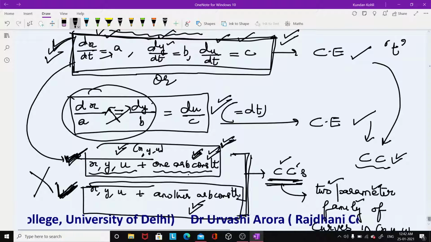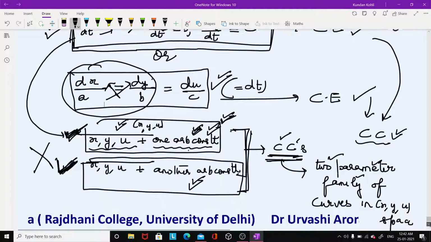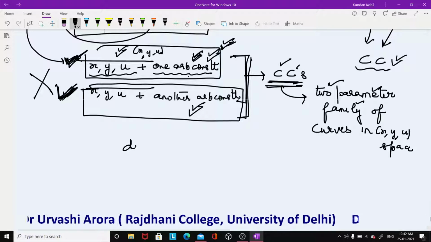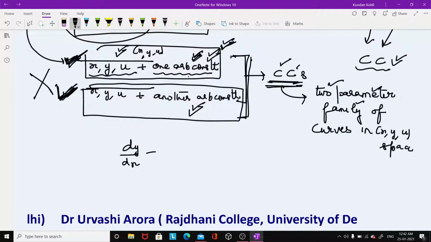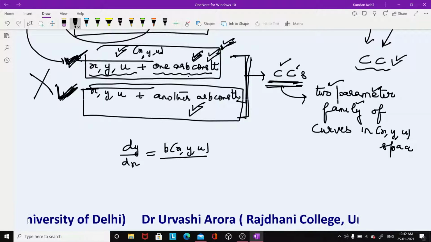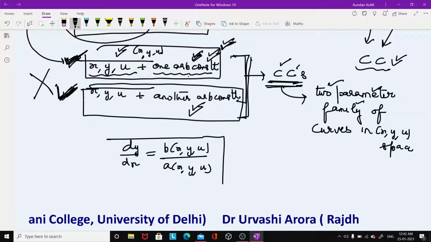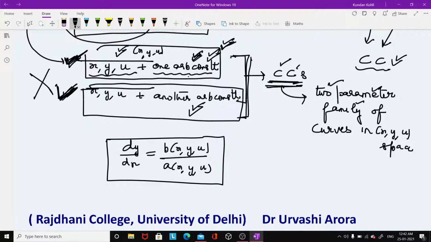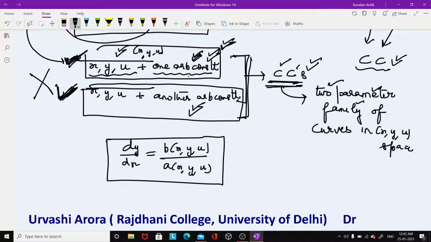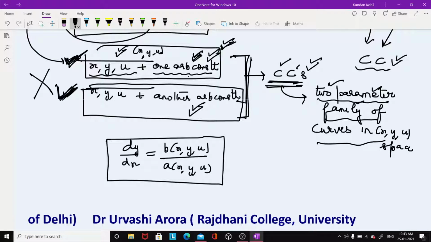So basically the slope of the characteristic curves comes out to be dy by dx is equal to b by a. B is in general a function of x, y, and u, and a in general is a function of x, y, u. So this actually represents the slope of the characteristic curves. And what are characteristic curves? Characteristic curves in general are a two parameter family of curves in the XYU space.